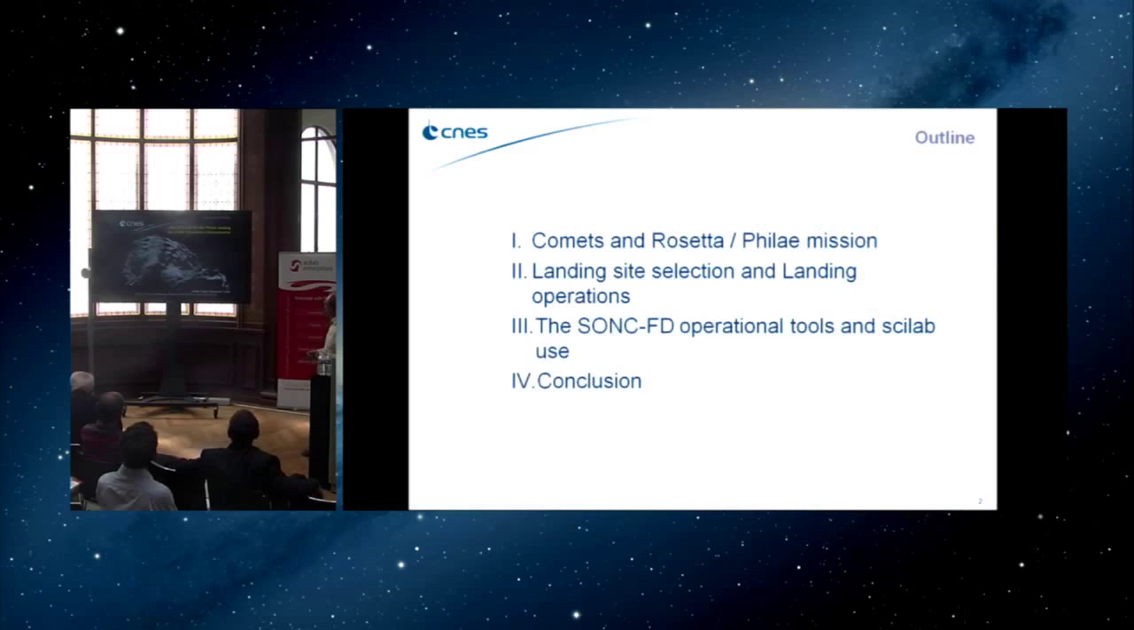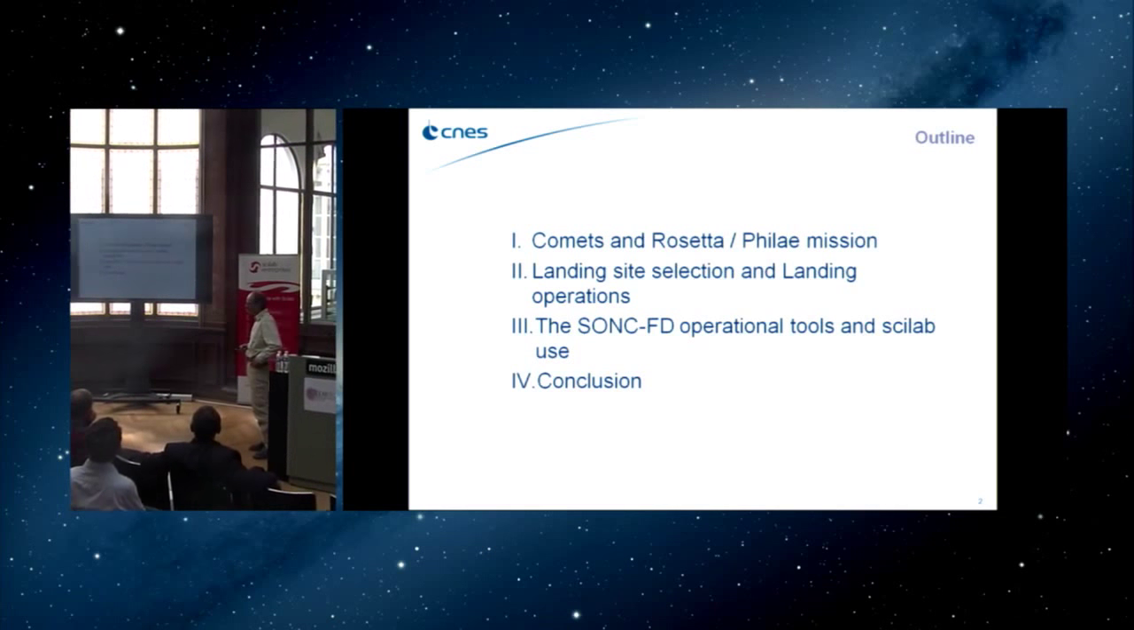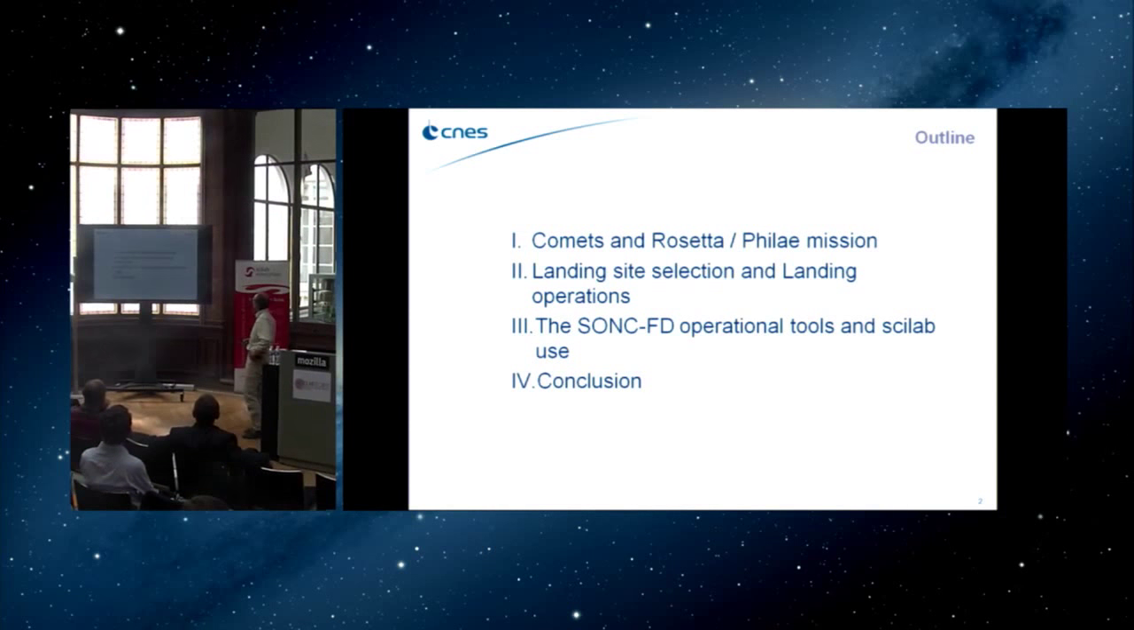This presentation is divided in 4 parts. I will present the first 2 parts, and Romain Garmier will present the last 2 parts. We will start with the generalities on the mission and on the comet, and I will detail the selection of the landing site, and Romain will explain what are the tools we have used for these operations and why we have used Scilab, and we will finish with a quick conclusion.